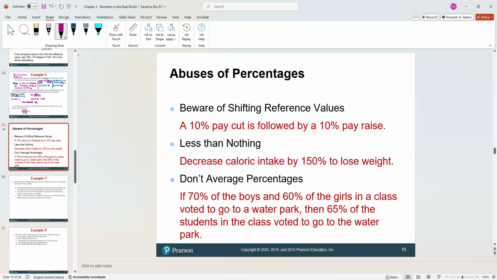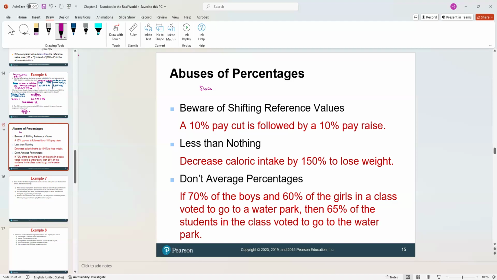A few comments on abuses of percentages. We can give you a few of them, lots of them. Be aware of shifting reference values. There are different ways of seeing it. Let's say a 10% cut is followed by a 10% pay raise. You don't go back to the same number. Like if you have a cut, let's say you get paid $500.